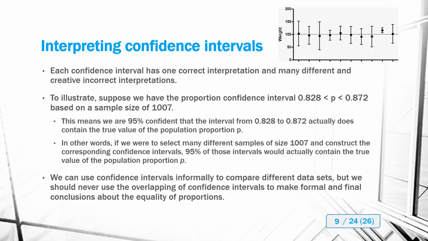Now, confidence intervals can be useful for comparing different data sets. But you never want to use any overlap in confidence intervals between two different data sets when you're making formal and final conclusions about whether or not those proportions have any sense of equality to them. That's simply not appropriate and not consistent with the proper interpretation of confidence intervals.